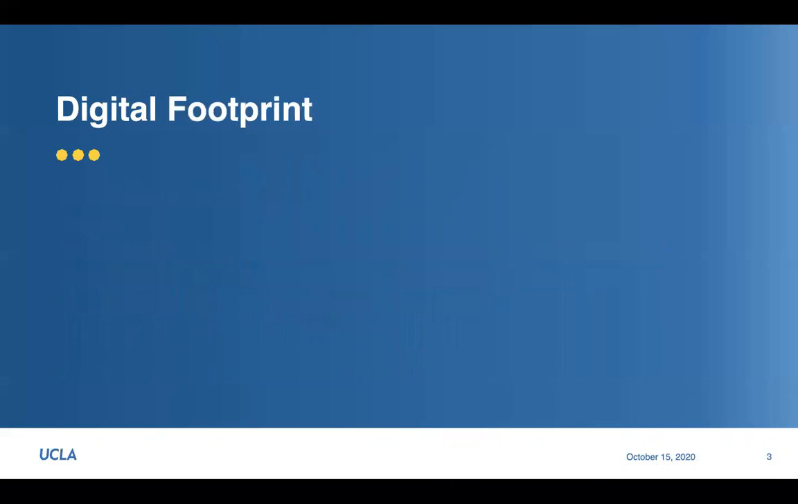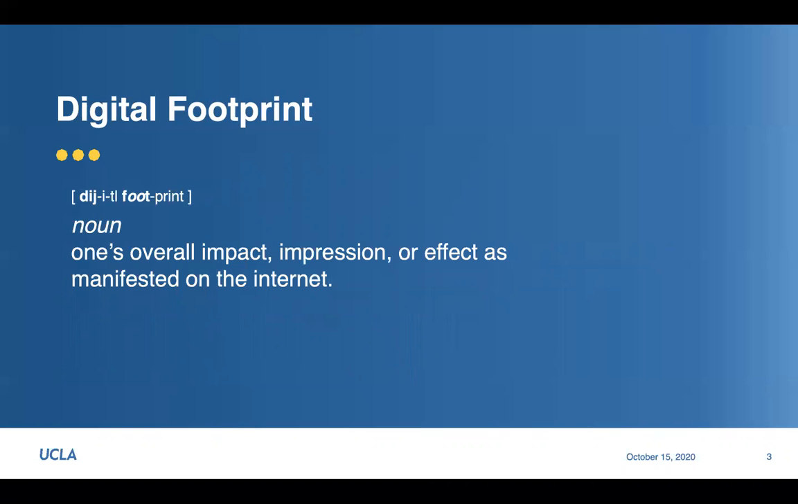Another word that's important to know is digital footprint. That is one's overall impact, impression, or effect as manifested on the internet. An example of that is a celebrity with a large digital footprint, like Kim Kardashian. Anyone knows that, but we all have one as well. Whether you know it or not, maybe you were in an article one day, maybe you did something important for your city. If you look up your name, it might be on there. Your footprint's kind of on there forever. So be mindful of what it is that's online for you.